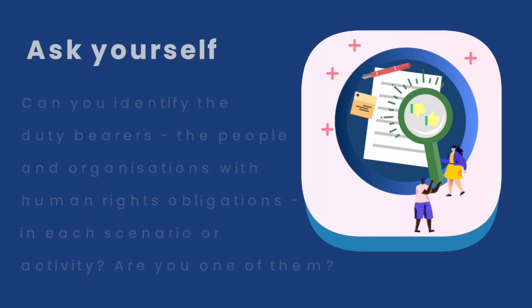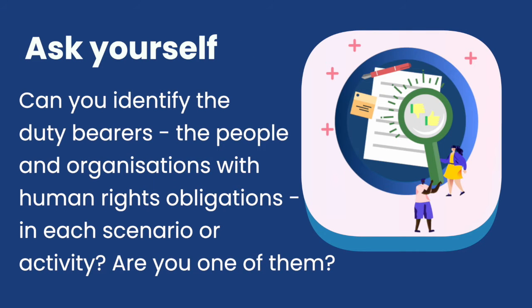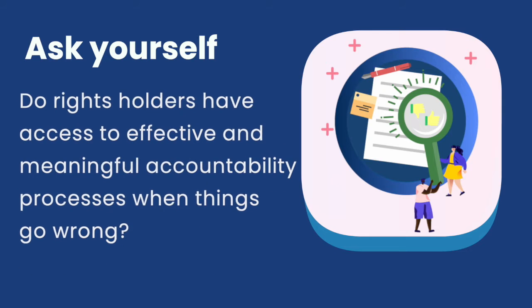Accountability. There should be monitoring of how people's rights are being affected, as well as remedies when things go wrong. Can you identify the duty bearers, the people and organisations with human rights obligations, in each scenario or activity? And are you one of them? Do rights holders have access to effective and meaningful accountability processes when things go wrong?